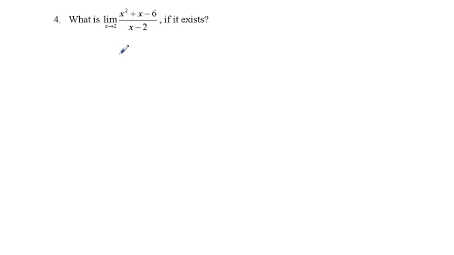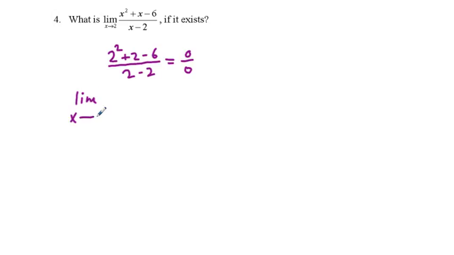Next, problem 4. What is the limit as x approaches 2 of x squared plus x minus 6 over x minus 2 if it exists? First of all, we're going to plug in 2. And if we plug in 2 to this, we get 2 squared plus 2 minus 6 over 2 minus 2. And for that, we're going to get 0 over 0. Most students know that 0 over 0 stands for more work.